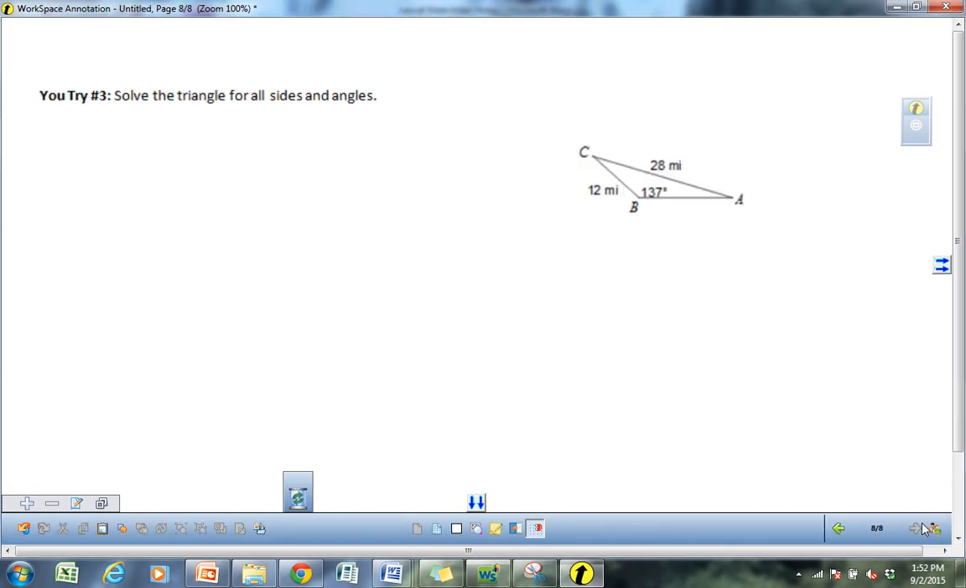And lastly, again, please pause this and then unpause it after you're done. And angle C is 26.005 degrees. Angle A is 16.995 degrees. And lastly, side C is 18 miles.